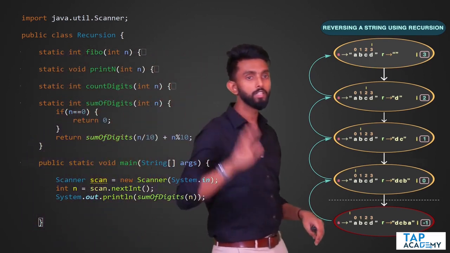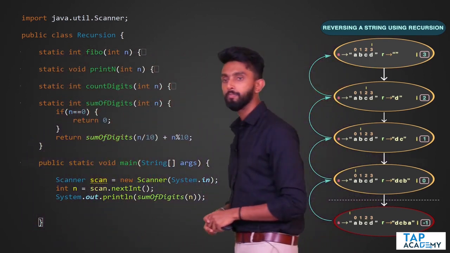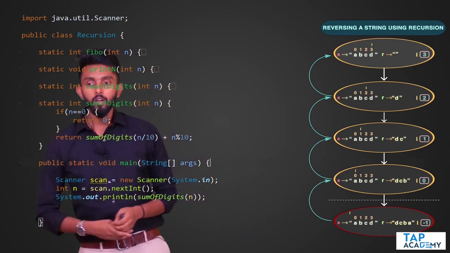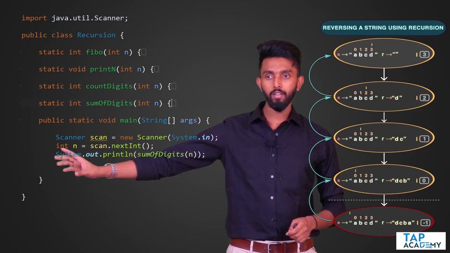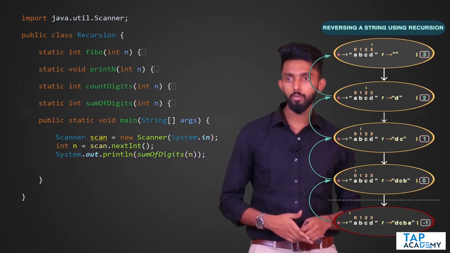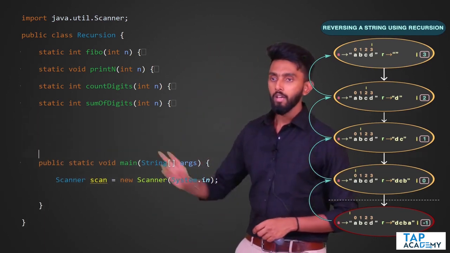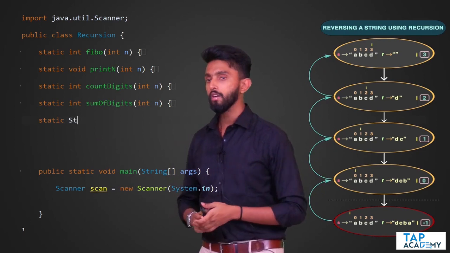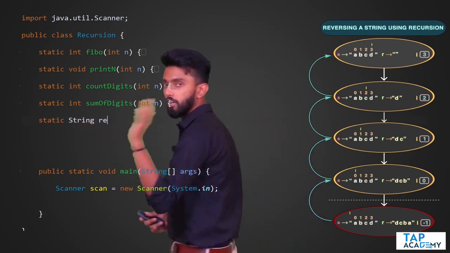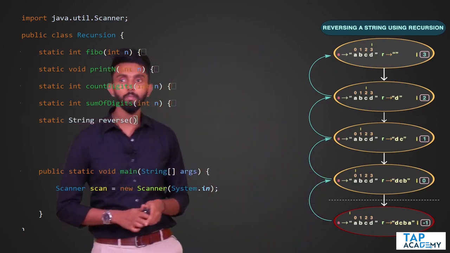So I'll minimize this also and keep sum of digits. Remove these lines except for scanner, last 2 lines you remove. Yeah. Now I will go there and I'm going to create static. What this has to return is a string. So string, and reverseString is the name of the function.